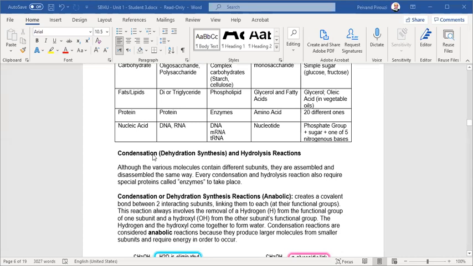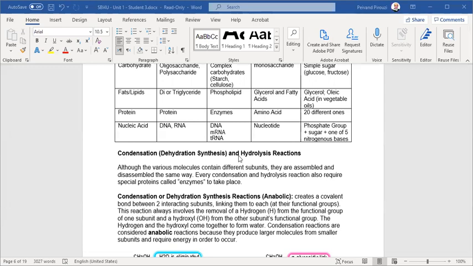Then we have to look into other types of chemical reactions. This one is the condensation. So what is the condensation? This is the dehydration synthesis. It means that when you have two molecules interacting with each other, in order for them to make a bond and to stay more stable, they are going to lose water. This is why we call that the condensation or dehydration synthesis.